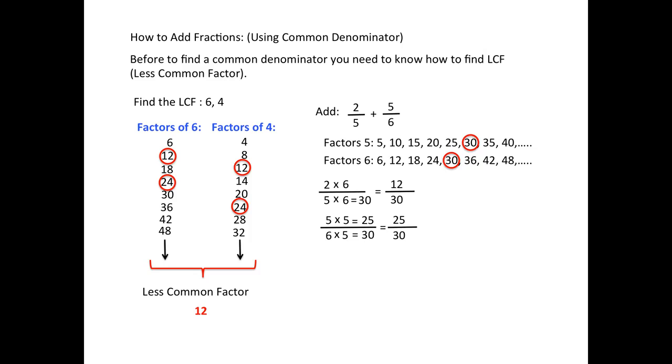Now I have the addition of two fractions with the same denominator. What are you doing now? You add the numerators, and the answer is 37 divided by 30. This is another way to add fractions. We're going to do another example.